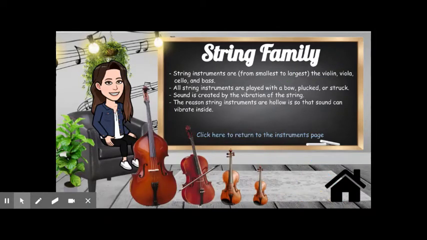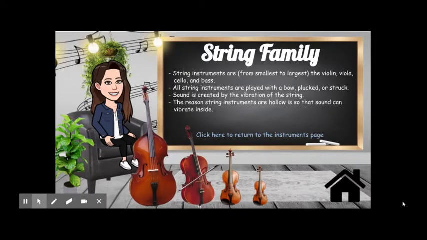Let's go ahead and take a moment to look at our string family. All string instruments, from smallest to largest, the violin, viola, cello, and bass. Typically, when it comes to instruments, the smaller the instrument, the higher in pitch, and the bigger the instrument, the lower in pitch. All string instruments are played with a bow, plucked, or struck. Sound is created by the vibration of the string.